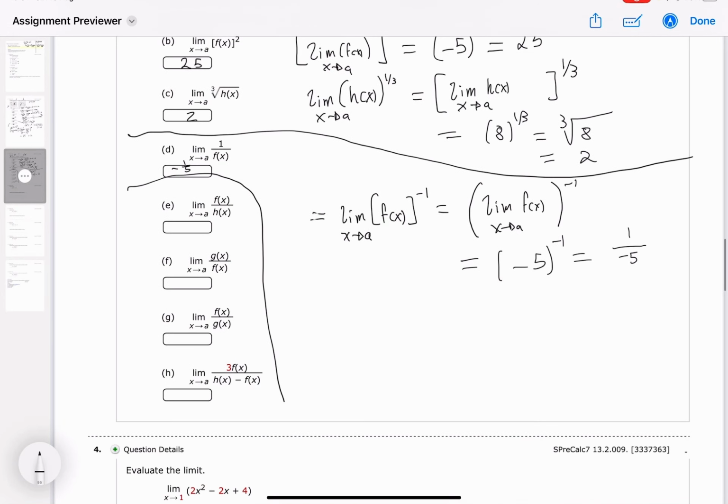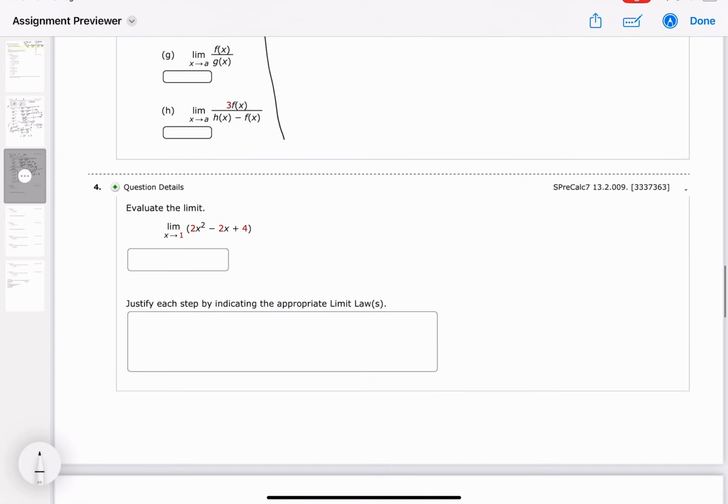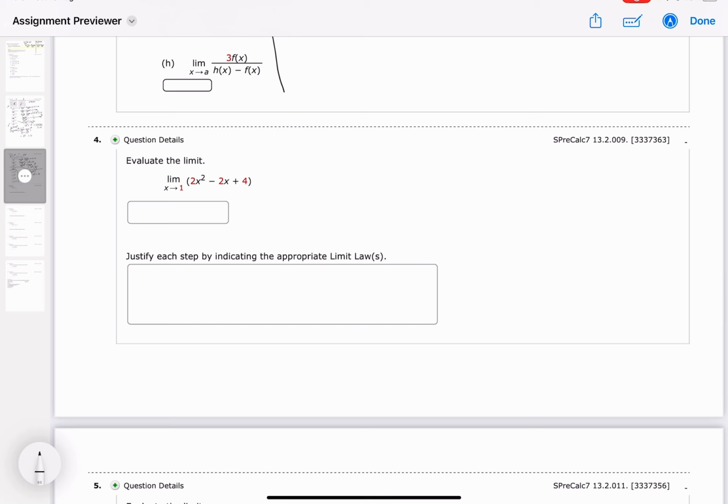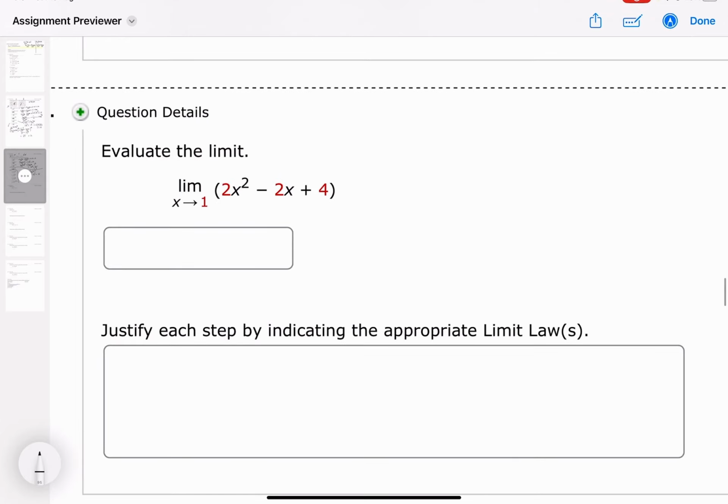Alright, the following limits I will leave so that you can practice. And I will move on to the second section, which tells me to evaluate the limit and justify each step by indicating the appropriate limit laws. So it's again the same. I have several numbers and functions, and I want to find the limit.